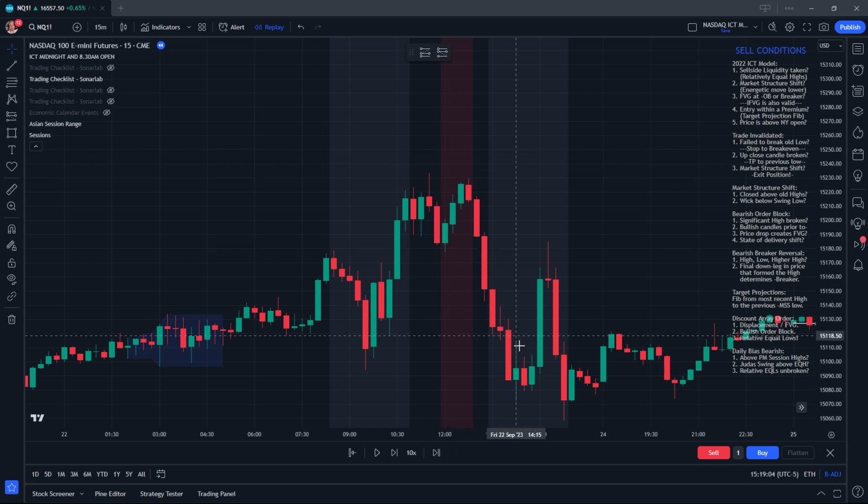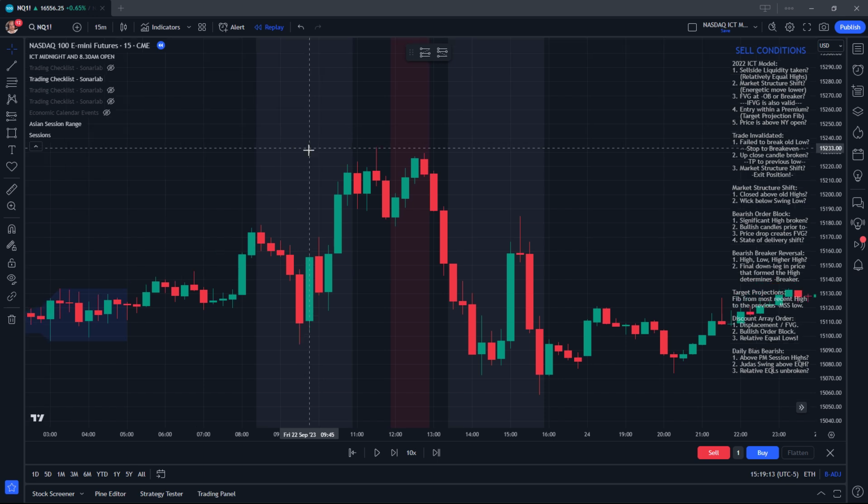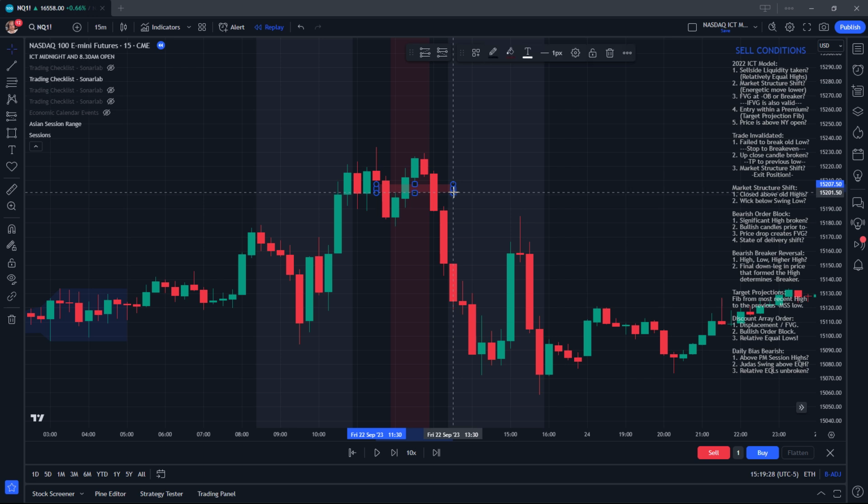Yes, sell side liquidity has been taken, but we're also wary that price might want to go back up to that weekly open. But we want to get in a trade, don't we? So sell side liquidity taken, market structure shift happens here. We've got a swing low here. We have a fair value gap here.